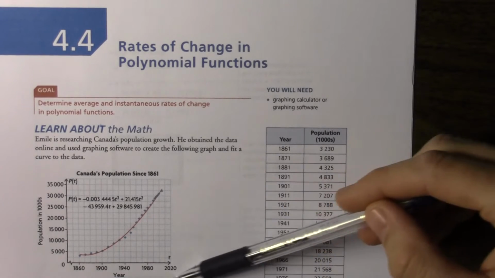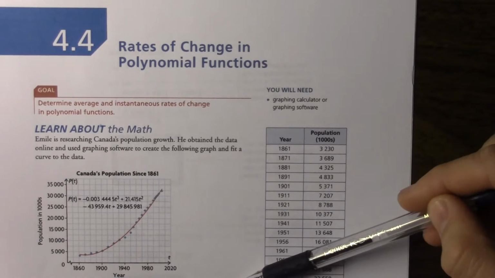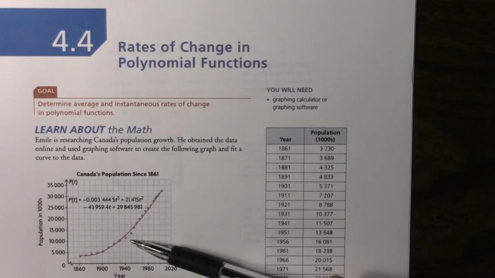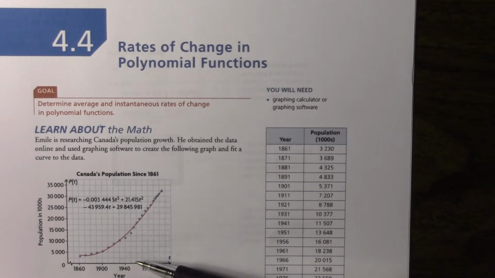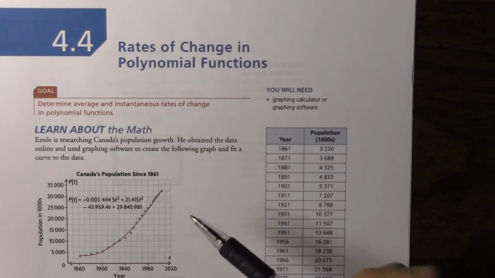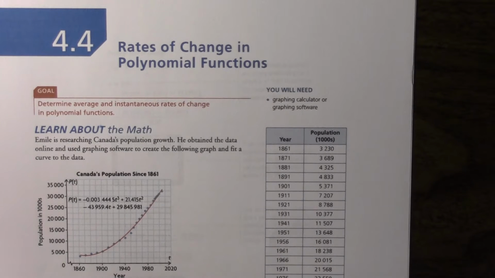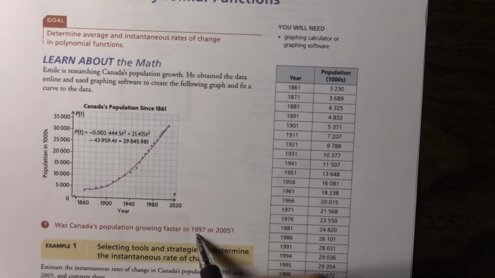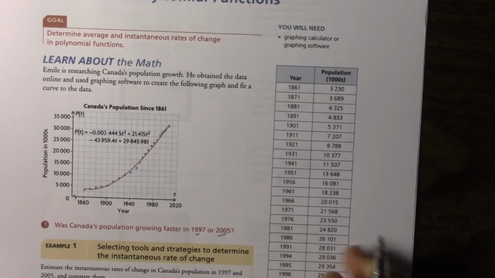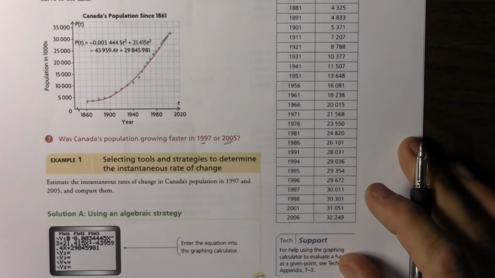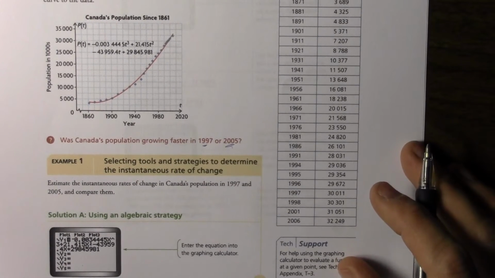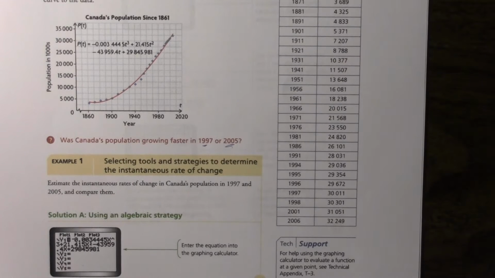Selecting tools to determine whether Canada's population was growing faster in 1997 or 2005. Who can tell me that right away just by looking at the graph? When was it growing faster? Hands up, Lyndon. Yeah, it was growing faster around 2020, between 1980 and 2020. Okay, the question is between 97 and 2005. When was it growing faster? Can you answer that just by looking at the graph? Somebody? Yeah, 2005, right?